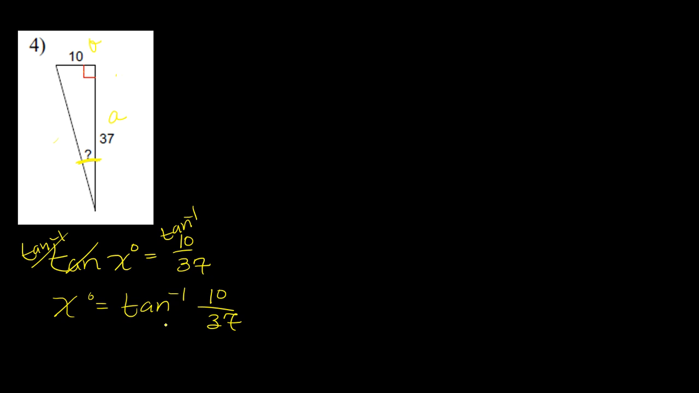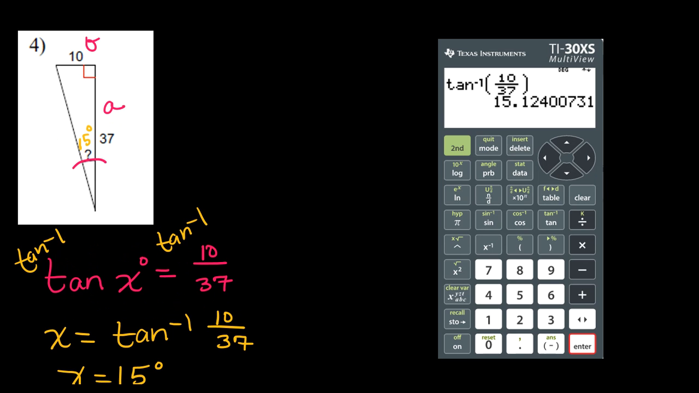So again, in our calculator, we're going to do second tan, and then n over d, putting 10 over 37, rounding to the nearest degree, we get 15 degrees. Number 5, our reference angle is here. So we've been given the opposite length and the adjacent. So opposite over adjacent is tangent. So the tangent of some angle measurement is equal to 34 over 42.